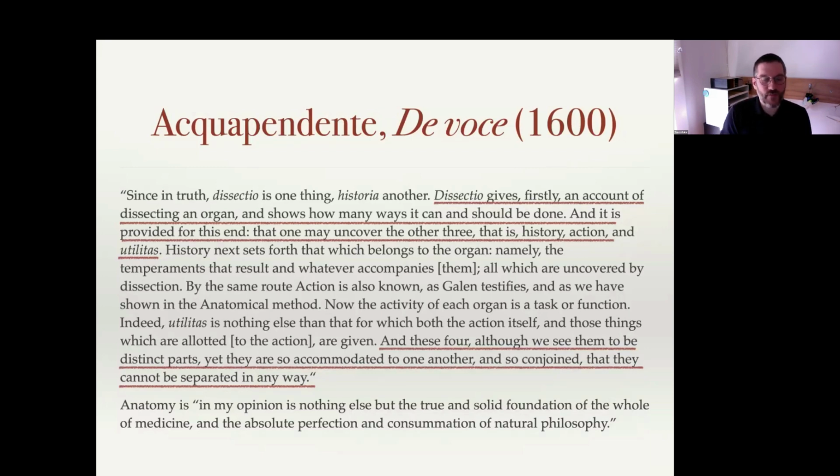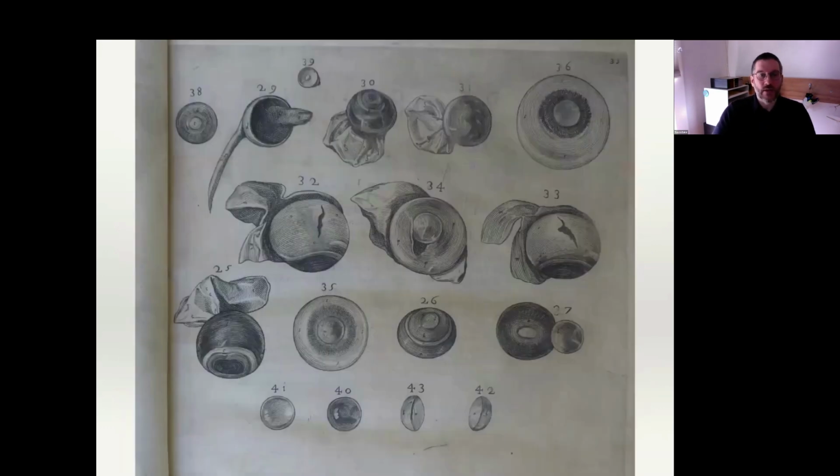And so these four parts are also, he says, though distinct, so accommodated to one another and so conjoined that they cannot be separated in any way. So what is his account of dissection, or dissectio? Well, I argue elsewhere that his images in this work function as an account of how to dissect the eye.